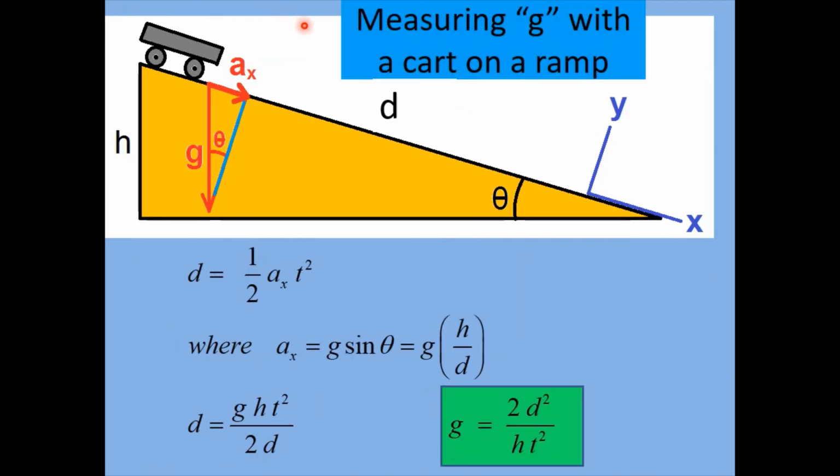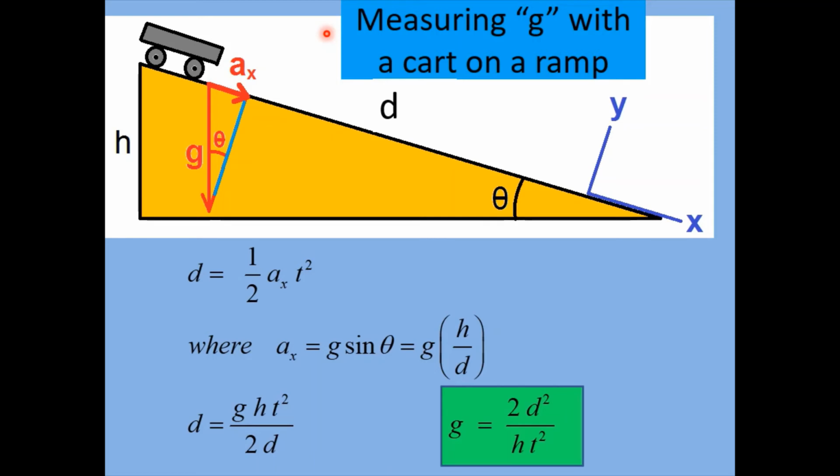The last thing we're going to do in this part of the lecture is a demonstration that shows a nifty way to measure the acceleration due to gravity with a cart on a ramp. Recall in the previous chapter, we estimated the value of g, which of course is 9.8 meters per second squared. We found that by dropping a tennis ball and timing how long it took the ball to fall to the ground. We did several trials, averaged the times together, and came up with something very close to 9.8. We were within about 2% of the correct value.